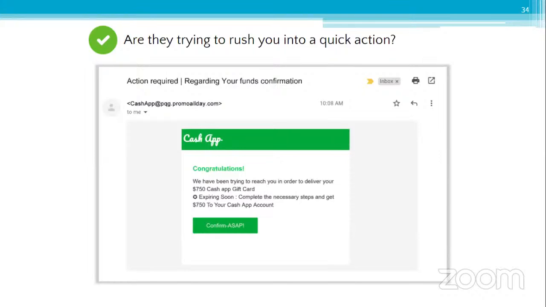Here they may say congratulations. Yeah, they will actually use that word, congratulations. Then, we have been trying to reach you in order to deliver your maybe $750 US Cash App gift card. Now, it is expiring soon. Complete the necessary steps and get your $750 to your Cash App account. Now here they're instructing you to do that activity as soon as possible.